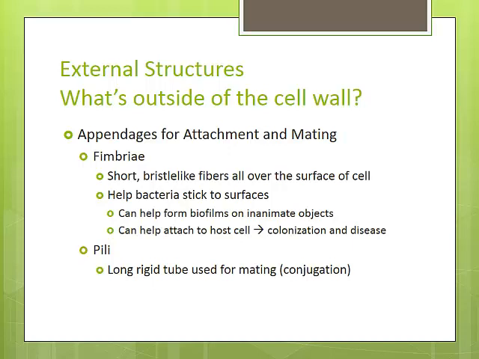We also have outside of the cell wall appendages for attachment and mating, and those are called fimbriae and pili. Now fimbriae are short bristle-like fibers, and they're all over the surface of the cell, and they help the bacteria stick to surfaces or adhere or attach. Those are all words for the same thing. And these fimbriae help bacteria form biofilms on inanimate objects, and inside a human host they help them attach to a host cell, which makes it great because it anchors them down and lets them grow and be in this nice happy place, which leads to colonization and disease. So I said it's great for the microbe, right? Not for us. So fimbriae play a large role in that as well.